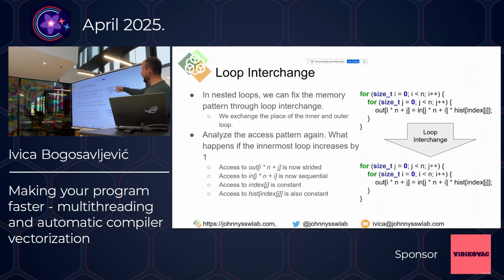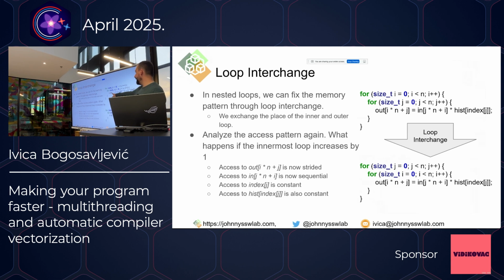If we have two nested loops, you can exchange the outer and the inner loop, and I did it here. I put the loop over j outside and the loop over i inside. Now let's do the analysis again. This time i increases by 1. When i increases by 1, this access becomes strided, i times n. When here increases by 1, this access becomes sequential. Index of j becomes constant. It doesn't change at all, so you can copy it to a temporary variable outside of the loop. And then finally, histogram of index of j: if this is constant, then the histogram access is also constant.